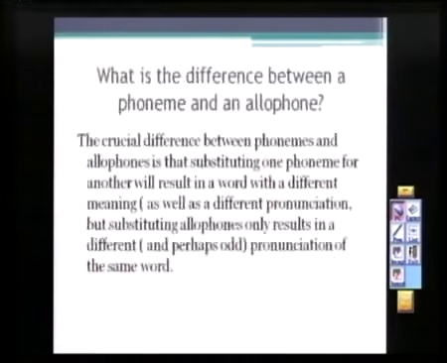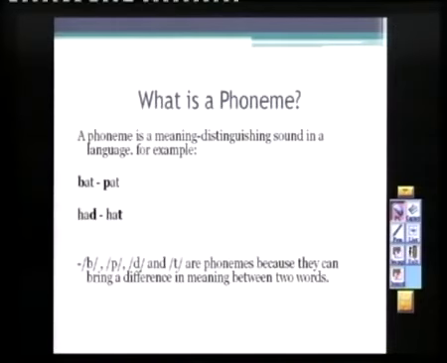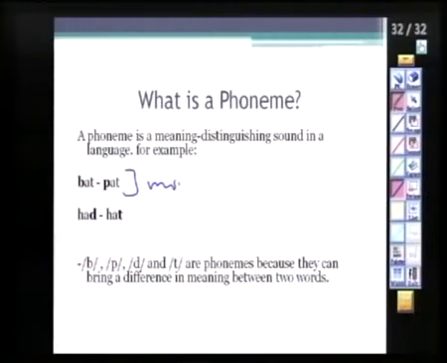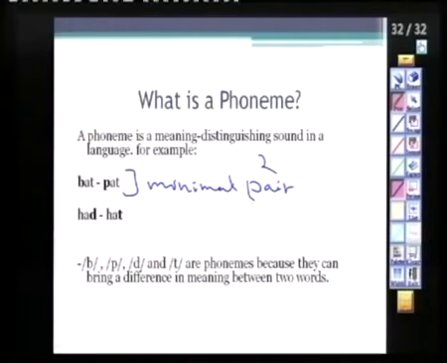Okay, let me go back to here. Look at the word bat and pat, bad and hat. We said these two words are identical except for one sound in the same position. We refer to these two words as a minimal pair. Now remember, the word pair means two. So you have two words, they are identical in every single sound except for one sound in the same position.